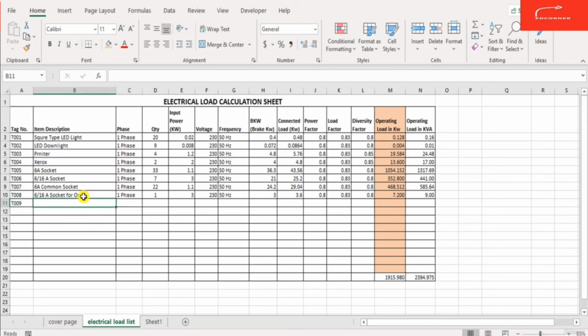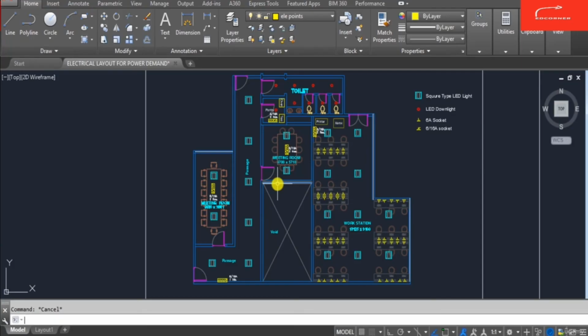T009, 6x16 socket for the tea vending machine. Tea vending machine in single phase, the quantity is 1 and the power input is also 3 kilowatt. So voltage will be the same, frequency will be the same, power factor will be the same, everything is the same. So this also comes to the same 7.2 kilovolt, and the operating load in kilovolt ampere is 9 kilovolt ampere. Here we have completed some equipment and the electrical power supply requirements.